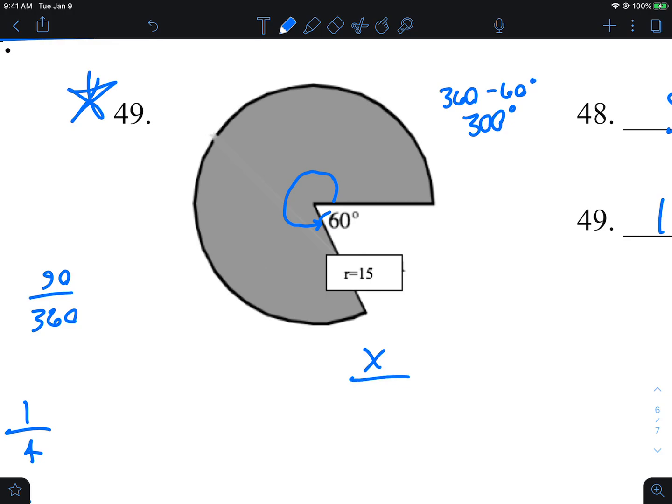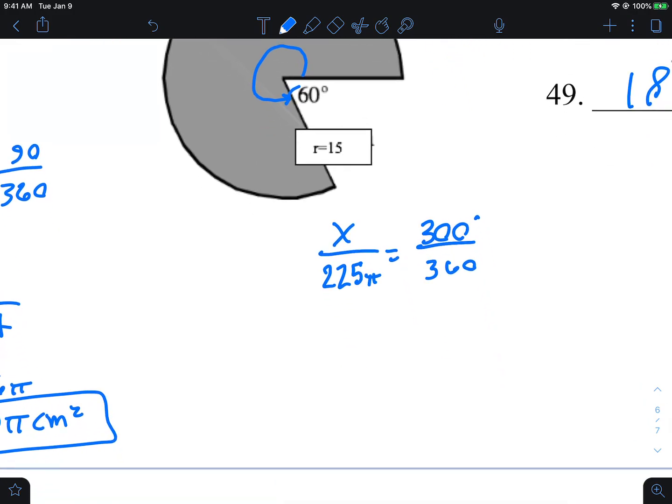So this will be x over pi r squared, which would be 15 squared. 15 squared is 225, I believe. Double check that. Yep, 225, and then we'll put pi. And then now we'll put 300 degrees, and then over 360. And I'm just going to do 300 times 225, 67,500, and then equals 360x. Well, actually, you know what? 67,500 with pi.